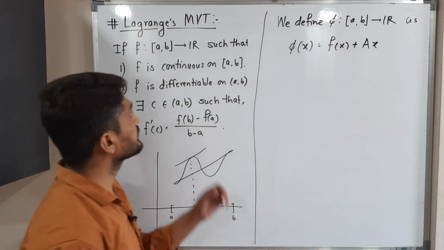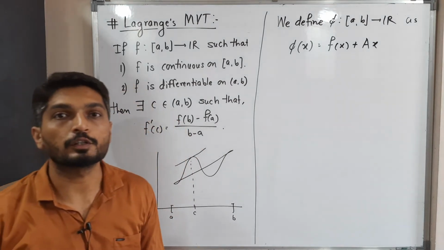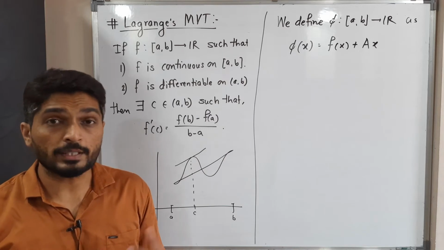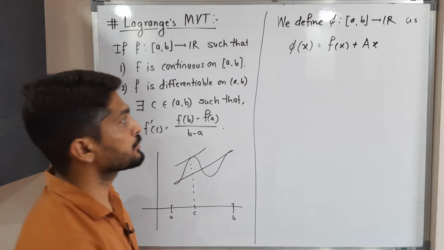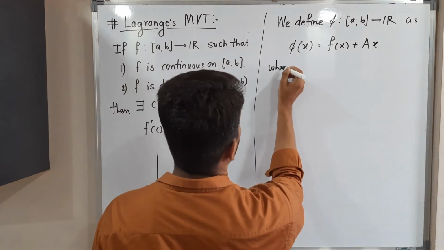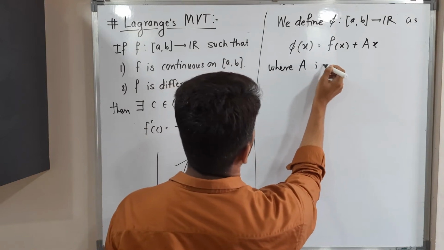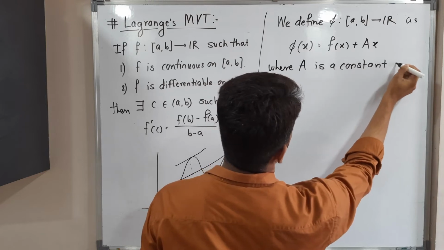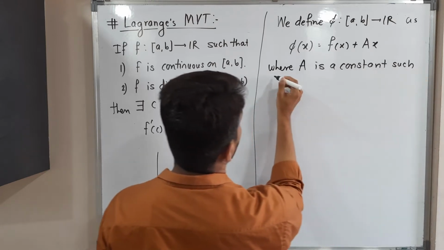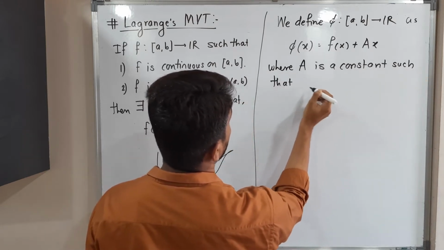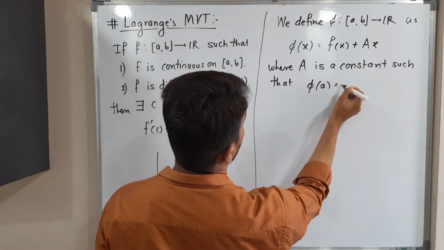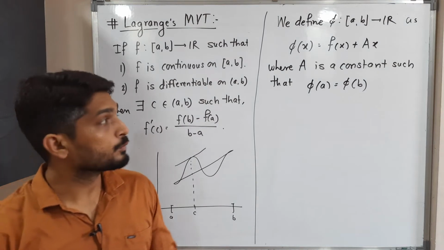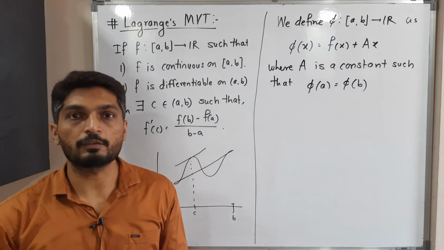So with the help of this given function f, I have defined a new function phi. Phi of x is equal to f of x plus ax. What is a? Here a is a constant, but it satisfies some condition such that phi of a is equal to phi of b. That means we should have some constant a which will satisfy this condition, phi of a is equal to phi of b.